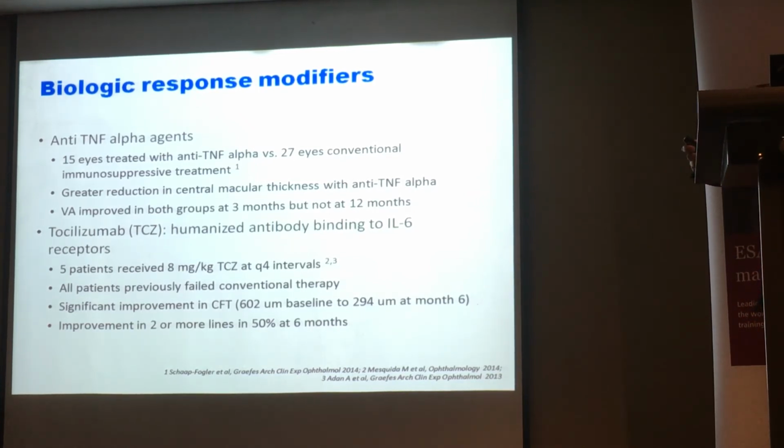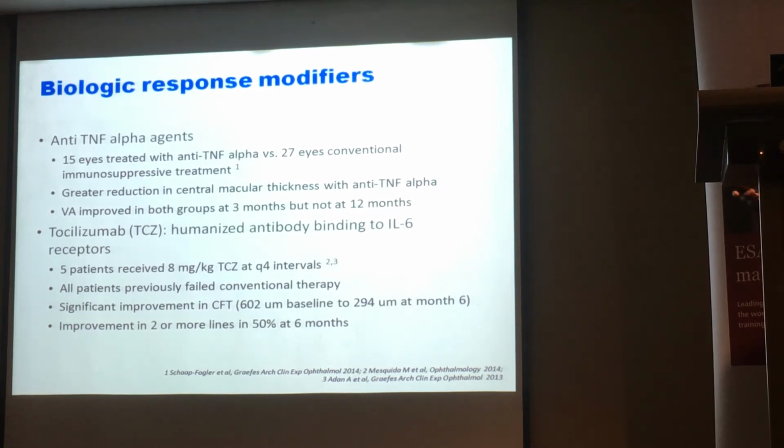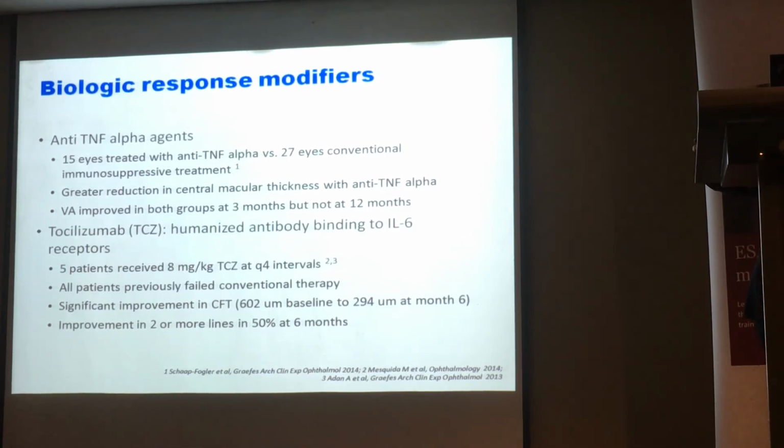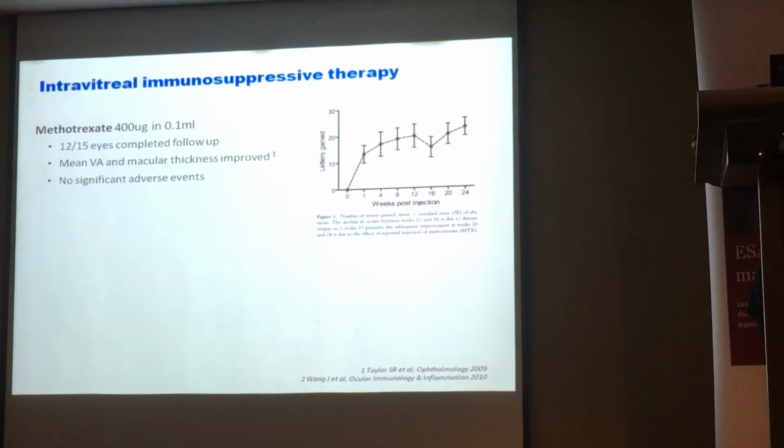Tocilizumab, which is a humanized antibody against IL-6. This was a study by Adrian: 5 patients receiving this drug, 8 milligram per kilogram at Q4 intervals. And all these patients that failed conventional therapy all showed significant improvement, in terms of vision as well as anatomy. And then finally, you can also inject some of these drugs intravitreally.